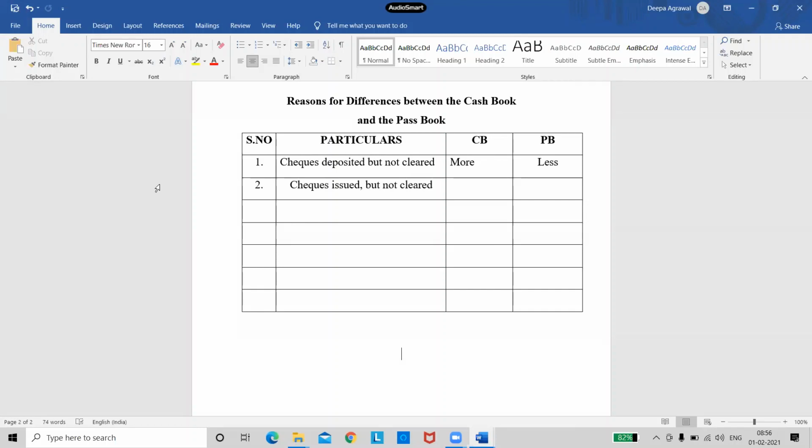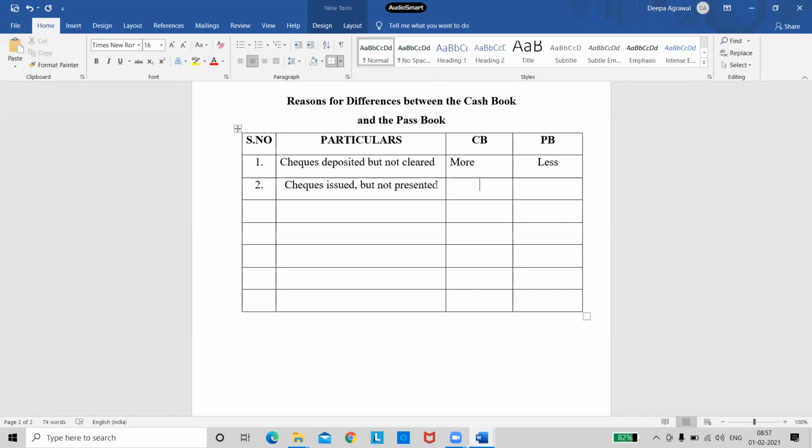Yes, when the other person will go and present the check to the bank. I should not write it as cleared, checks issued but not presented. Checks issued but not presented. So I have issued a check to Mr. X. When I am issuing a check, I will note down the entry in my cash book. That means cash book is recording the entry first.